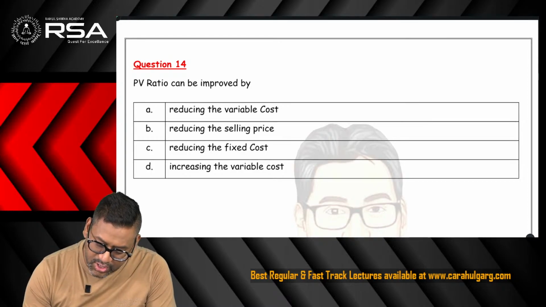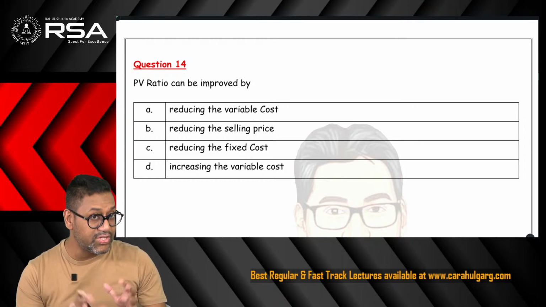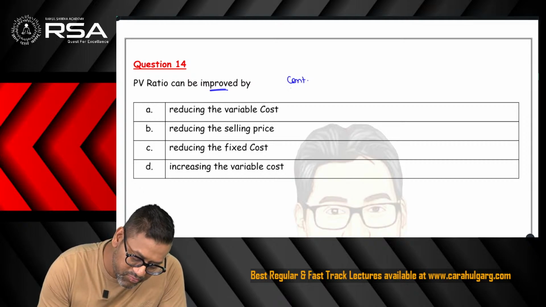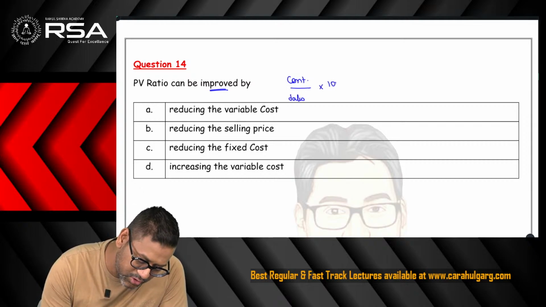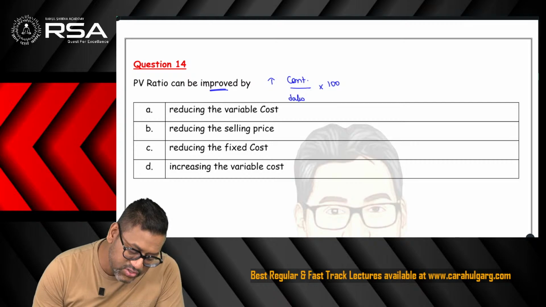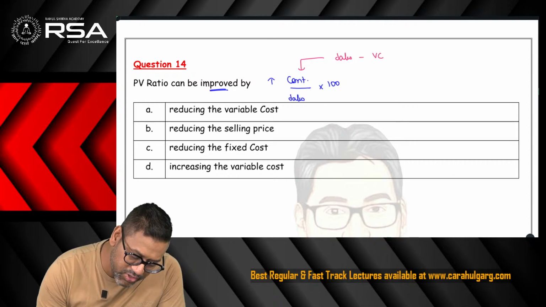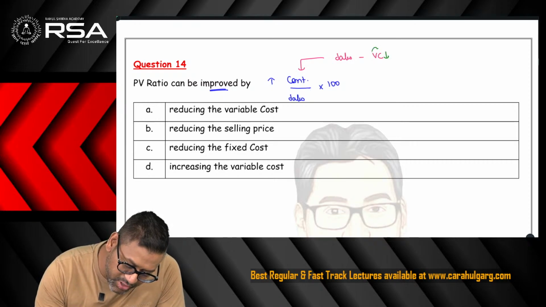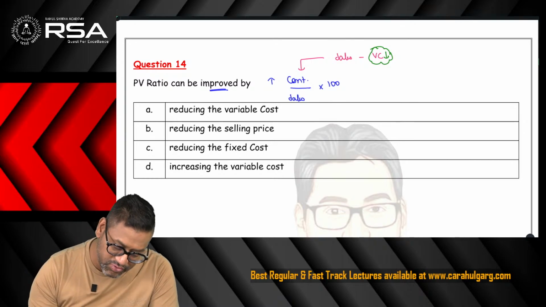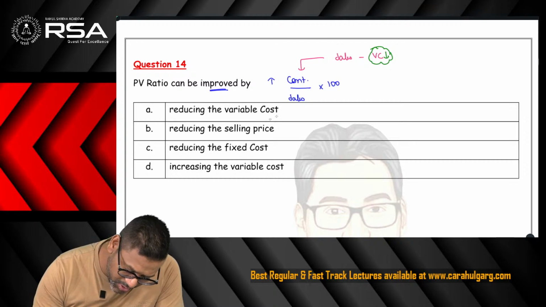Okay. So this is a tricky one in the sense you have to apply a little bit of your mind and do the brainstorming. PV ratio can be improved. What is the formula for PV ratio? Formula for PV ratio is contribution upon sales into 100. So when we say how to improve the PV ratio, means you have to increase your contribution, and we know contribution is measured by sales minus variable cost. So even if you reduce your variable cost, in that manner also you can improve the PV ratio. So first one says reducing the variable cost. Yes, this option seems to be correct.